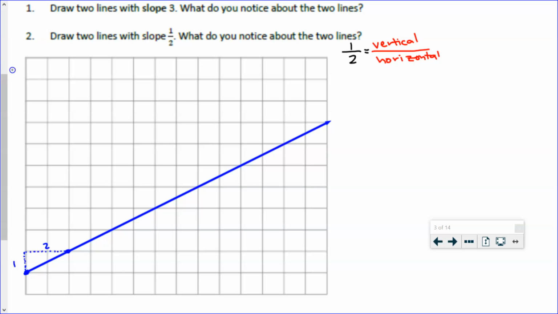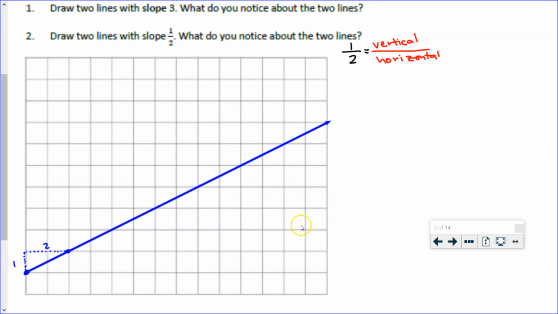Okay, I drew one line with a slope of 1/2. Your job is to do it again. Draw a second line somewhere else, so find a different starting point. Use that vertical and that horizontal. Draw a second line, and then answer the question, what do you notice? I'll be wandering around the room, checking in on you, seeing how you're doing. Online learners, pause the video until you've drawn your second line.